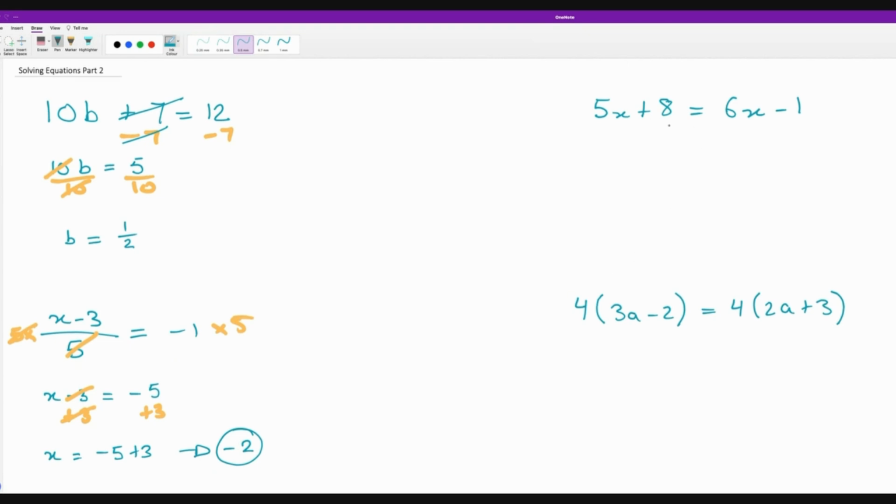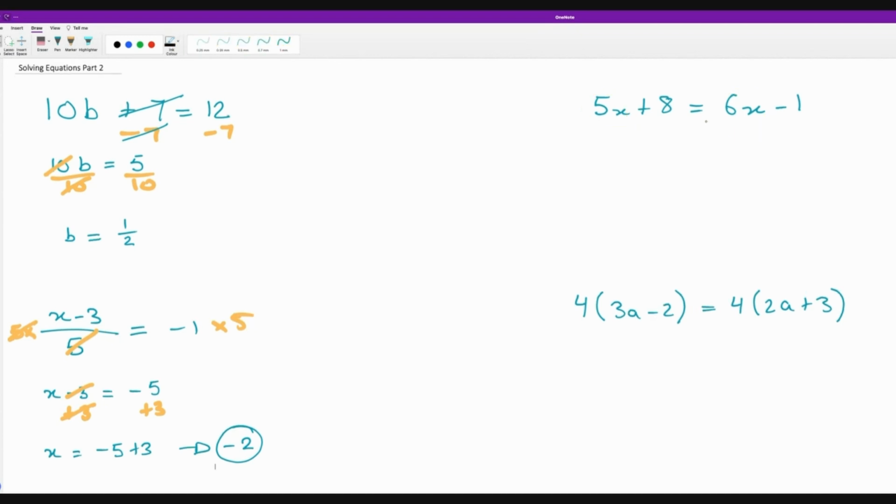Let's now have a look at the third question, which is up here in the top right. So we have 5x plus 8 is equal to 6x minus 1. In this question, we can see we have our pronumerals on both sides of the equal sign. So the goal here is to move them first to the same side. Now, we want to move it so that our pronumeral remains positive.